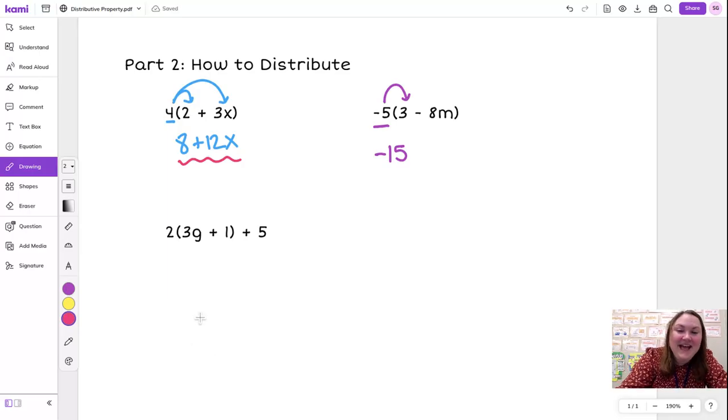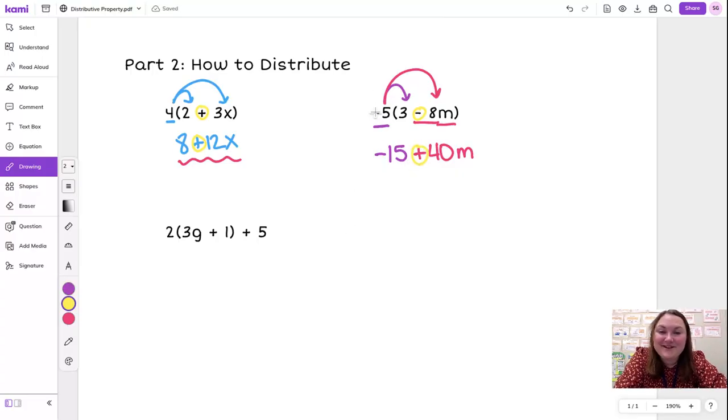Well, we need to multiply again. So I need to multiply negative 5 with negative 8m. Negative 5 times negative 8 is positive 40, and then I copy my variable, I copy my m. So notice the sign in the middle, the plus or minus sign, we don't always copy it down. Here it changed, and it changed because you have to multiply your signs. Negative multiplied by negative gave me that positive sign, that plus sign in front of 40.